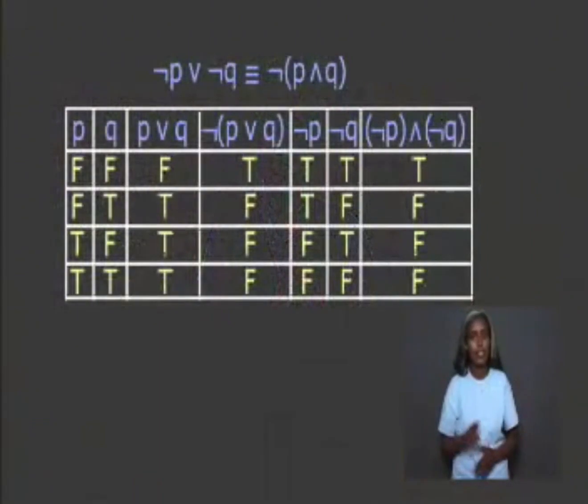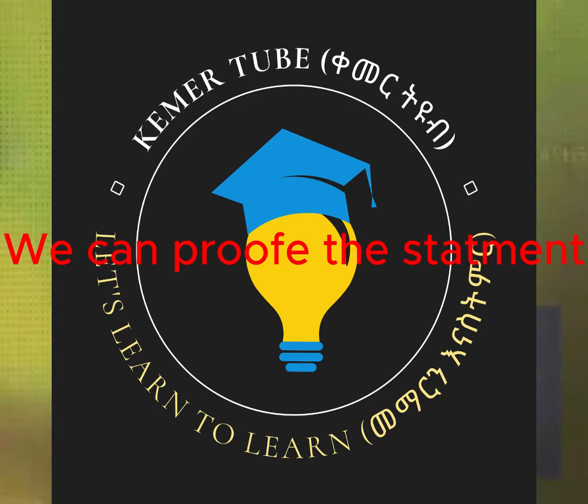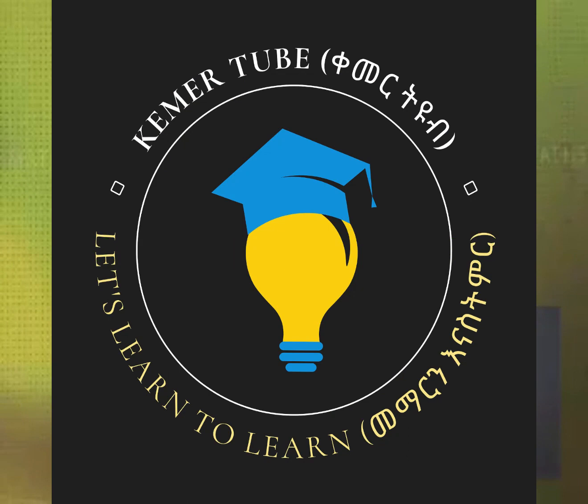They state that for any propositions P and Q, the negation of P or the negation of Q is equivalent to the negation of P and Q. We can prove this statement using a truth table.